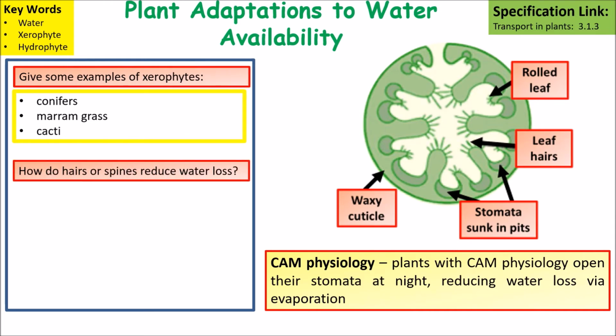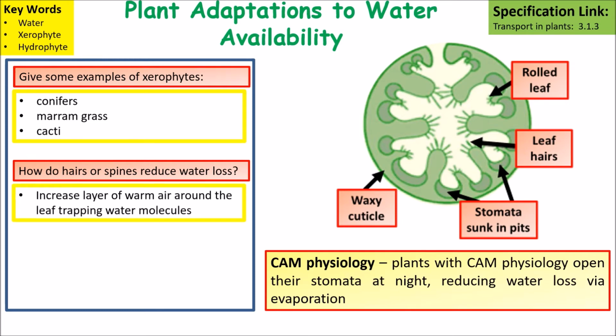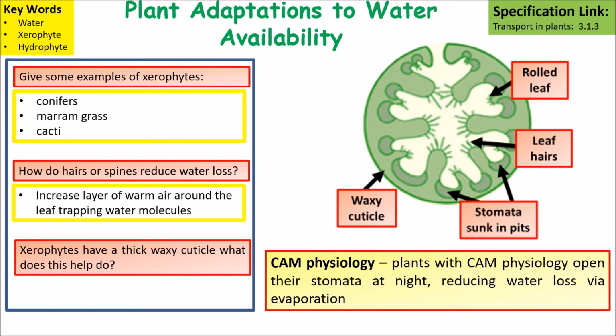If we're looking at how the hairs or spines reduce the water loss, it's important to talk about how it causes an increased layer of warmth around the leaf, trapping in the water molecules. And xerophytes have a thick wax cuticle that helps by minimising water loss by minimising that rate of transpiration.